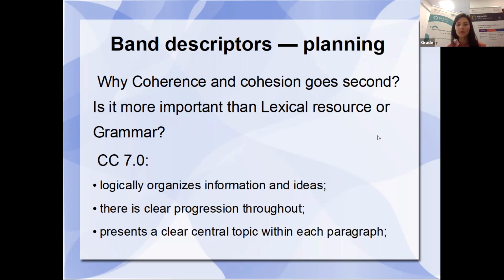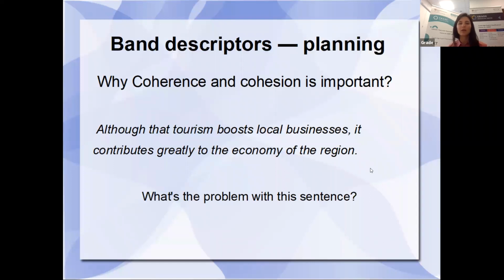So let's just have a look at one example to see how coherence and cohesion may be crucial. It's just one sentence, but let's read it and think what the problem is in it. Can anyone spot a problem here? What mistake? Can you be more specific? Right, there is a mistake. Repetition. Ludmila, can you be more specific?